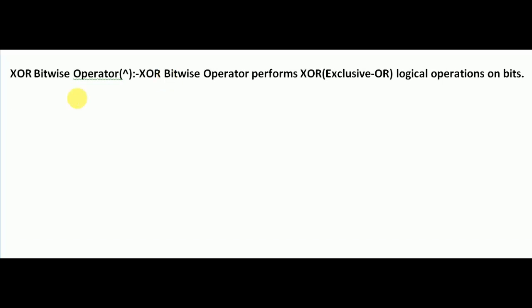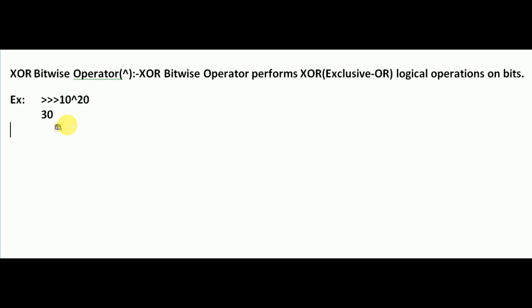Let's take an example. Here we have two decimal values, 10 and 20. These are operands. Here we are using the exclusive OR operator. So after execution of these two numbers, we will get the resultant value, that is 30.